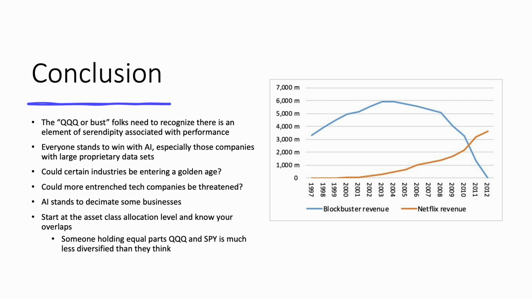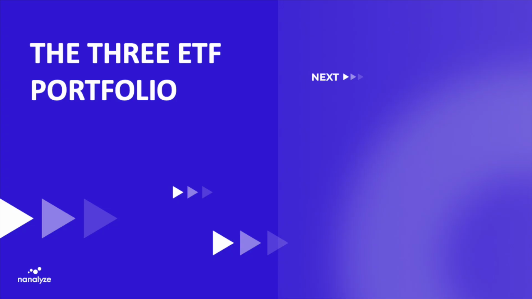So as I said, someone holding equal parts QQQ and SPY is much less diversified than they think. Take inspiration from back tests, but always be looking forward. That's taken actually from ARK. They make a pretty good point there. So for those wondering what to do as an alternative to just going pure QQQ, well, you can certainly look at concepts like the 3 ETF portfolio.